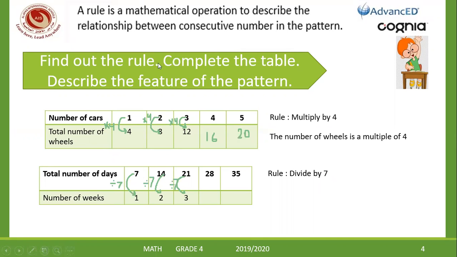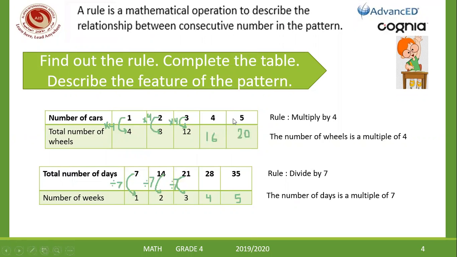Then he asked me what? If you found out the rule, complete the table. So I have to follow the same rule to complete the table. 28 divided by 7 will be 4. Sorry, 35 divided by 7 will be 5. So by following the same rule, I can complete the table. Then he asked me to describe the feature of the pattern. We can say the number of the days is a multiple of 7. As you see here, we have 7, 14, 21, 28, 35. All of them are representing the multiples of 7.